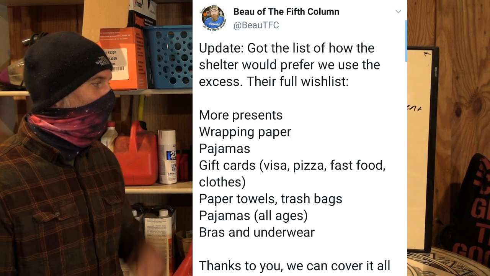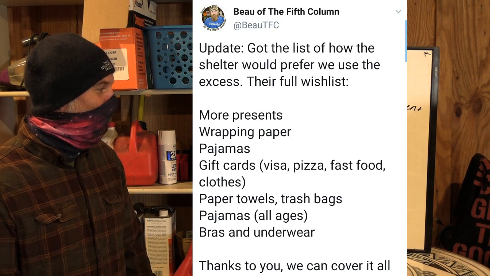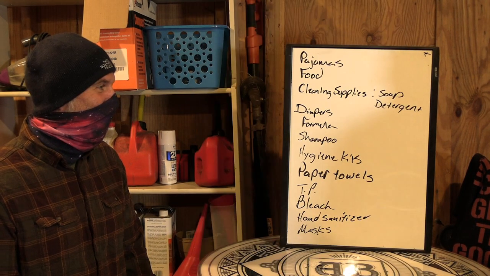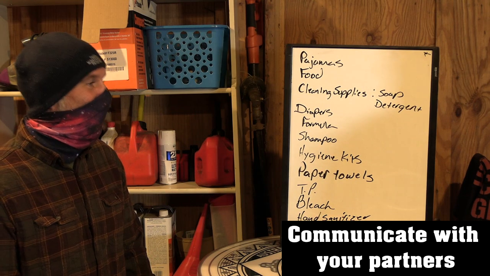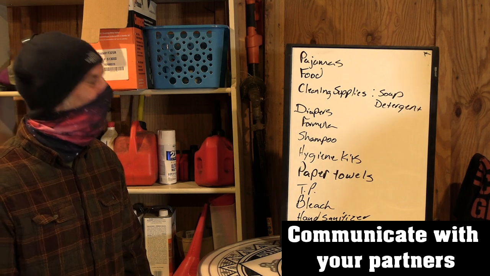Paper towels. Hey, we got one. Trash bags. Yeah, we got one. I wrote down pajamas again, and then bras and underwear. That ought to be fun. Yes. It's a women's shelter, so primarily that's who's there. I didn't really think about that. But yeah, so we've got to get that.